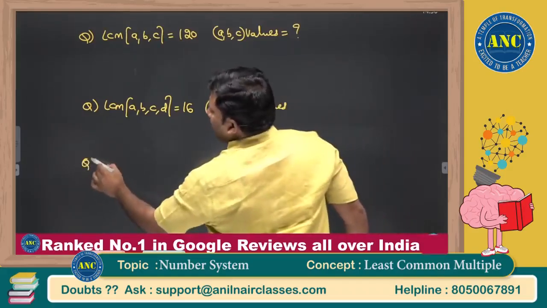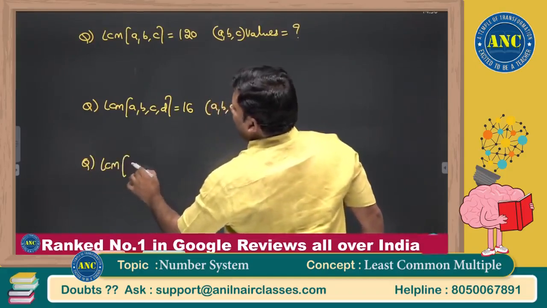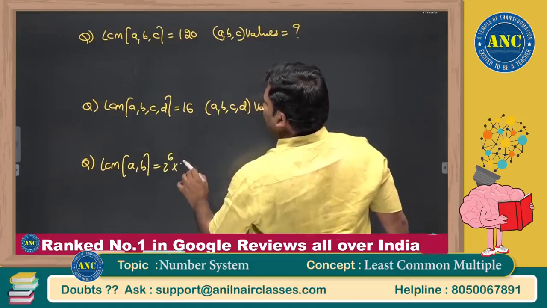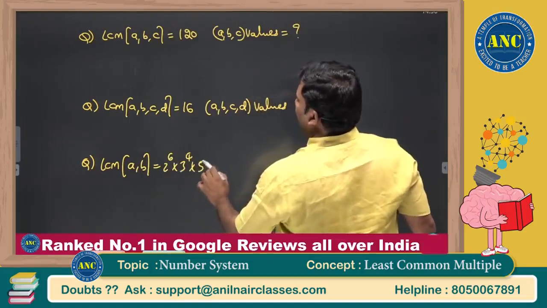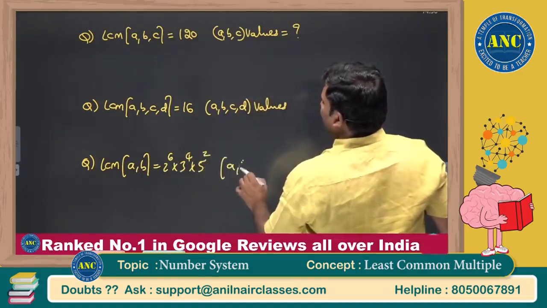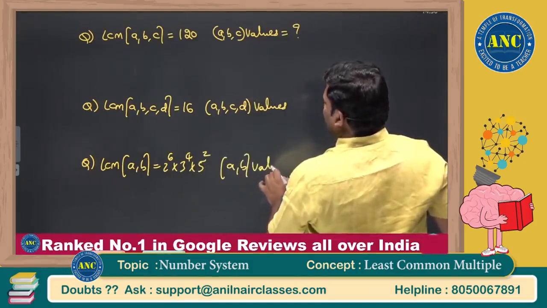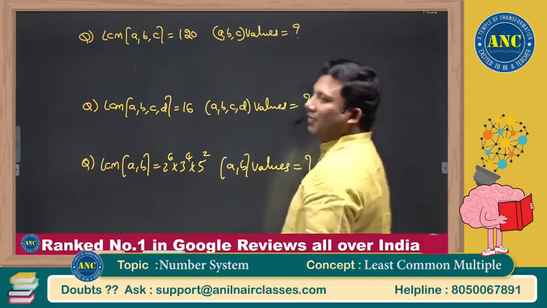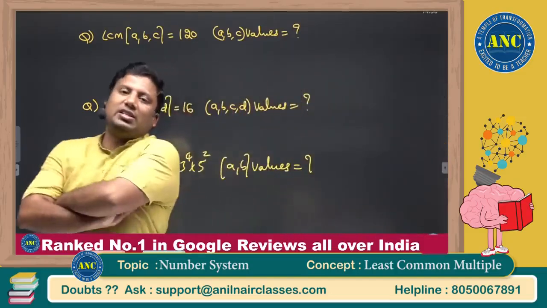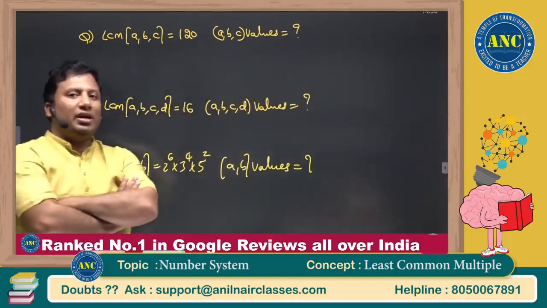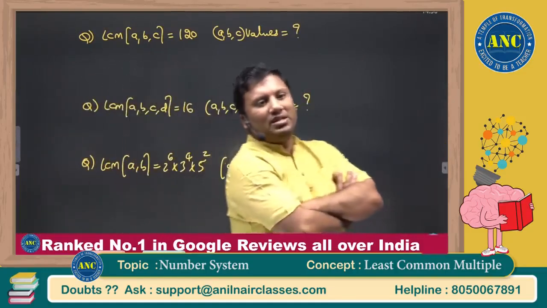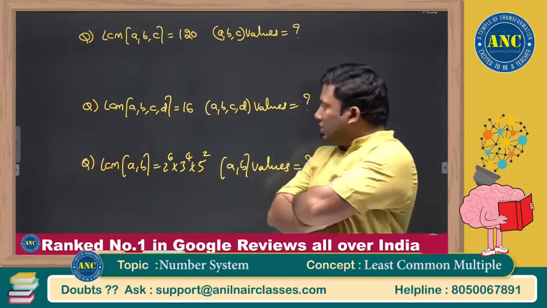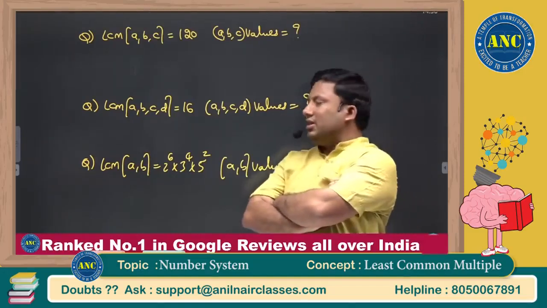Next question. LCM of a, b is equal to 2 power 6 into 3 power 4 into 5 square. How many values will a, b take? Seems like a very tough question, but actually these are all very, very easy questions. LCM of a, b, c is 120. How many values can a, b, c take? LCM of a, b, c, d is 16. How many values can a, b, c, d take?